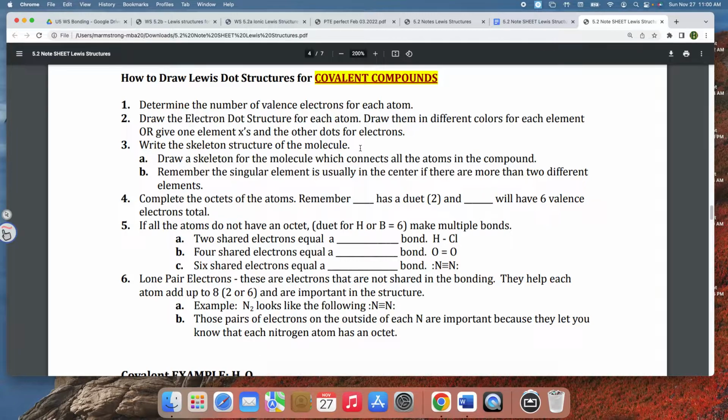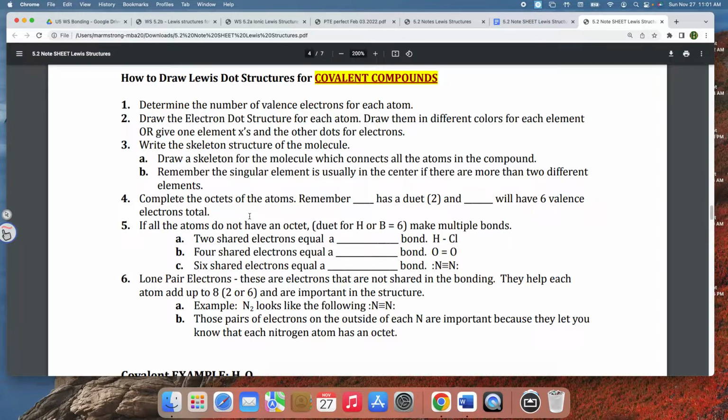Write the skeleton structure of the molecules. Draw a skeleton for the molecule which connects all the atoms in the compound. Remember that a singular element is usually in the center because there's nowhere else for it to go. And there are some little tricks of the trade here that you will learn the more you do this. So complete the octets for the atoms.